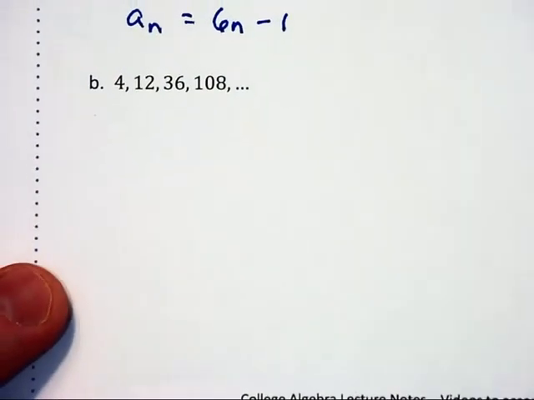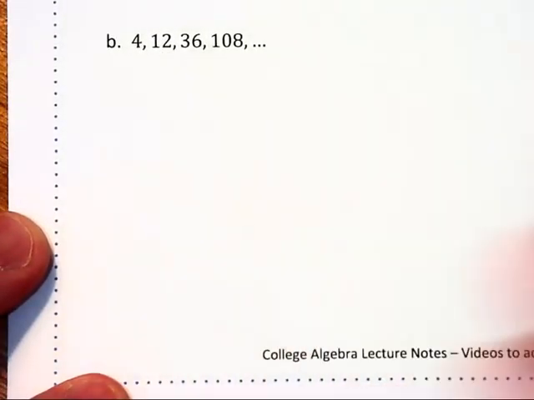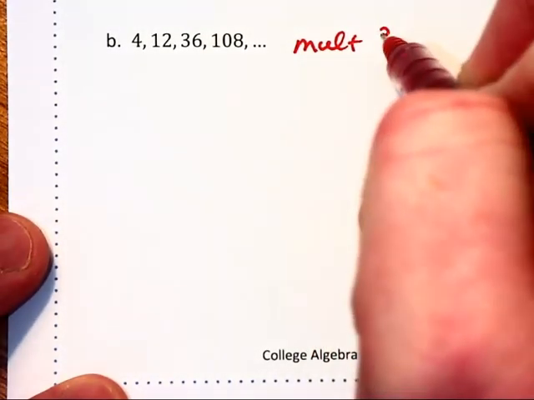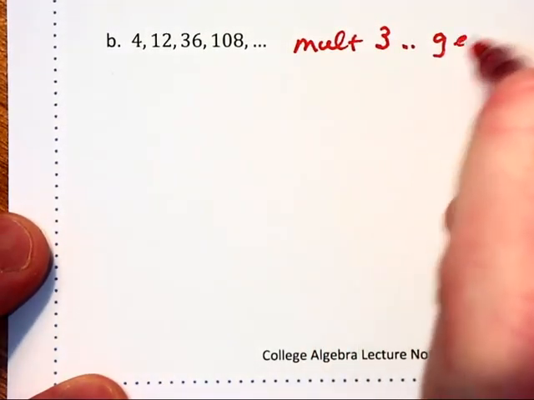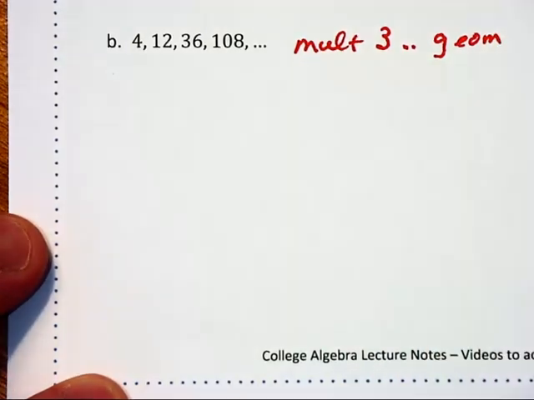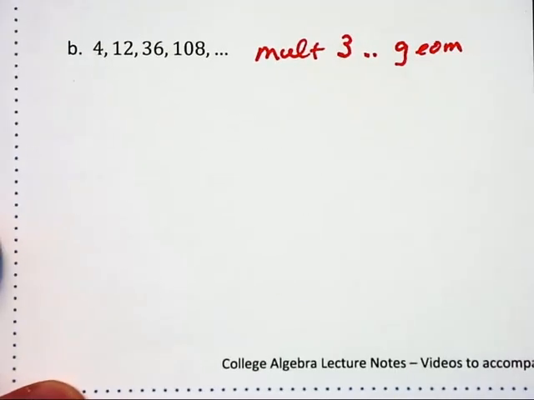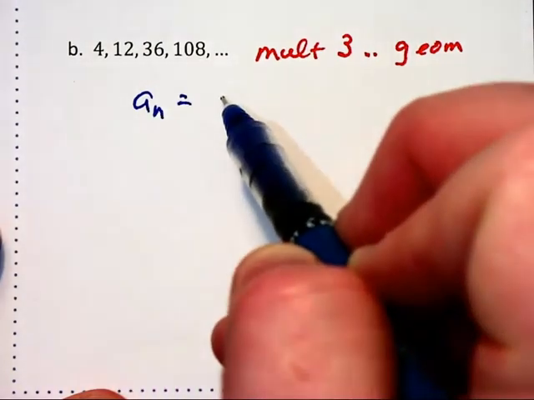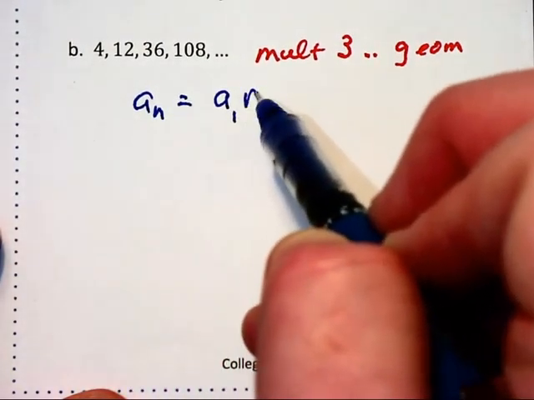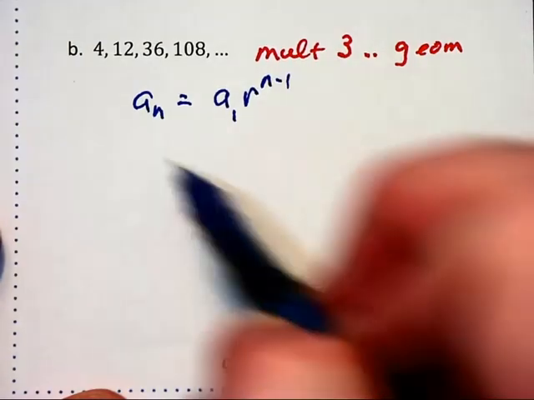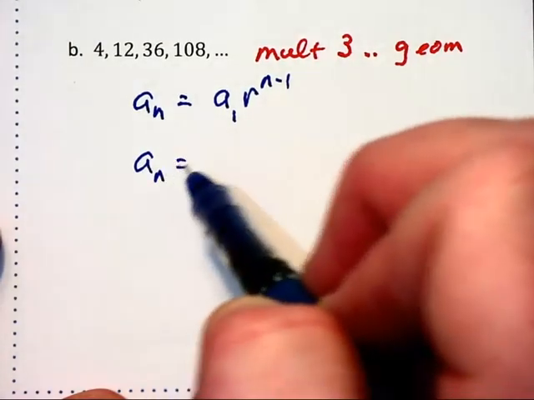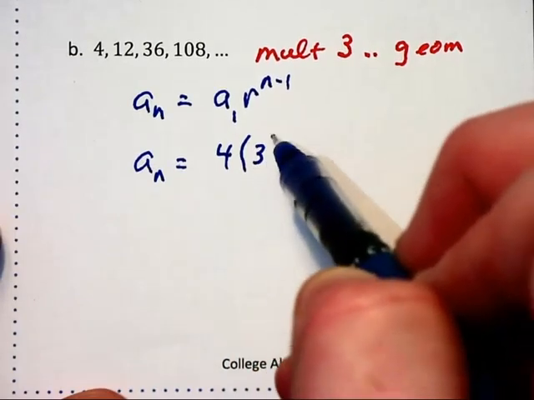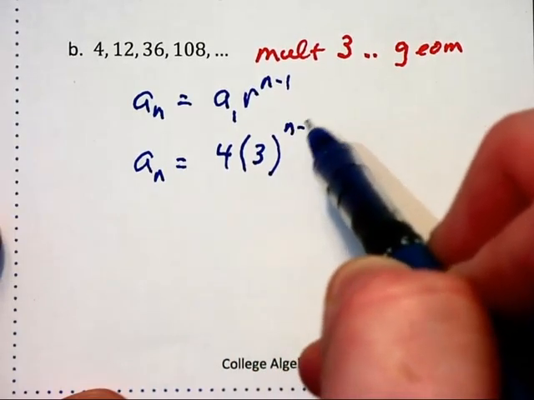Let's try the next one. 4, 12, 36. We can see here that we are multiplying by 3, and that tells us we're dealing with a geometric sequence. And the formula for the nth term of a geometric sequence is a1 times r to the n minus 1. So we can write that a sub n is equal to 4, our first term, multiplied by the ratio 3 to the n minus first power.